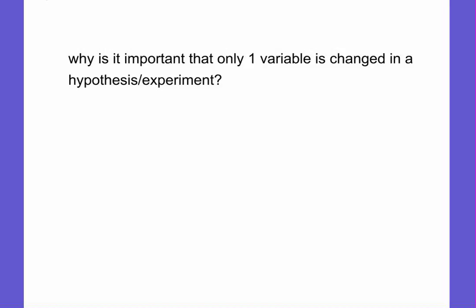So I need to see an answer for this. Why can't you change more than one thing? Why is it important that only one variable is changed?